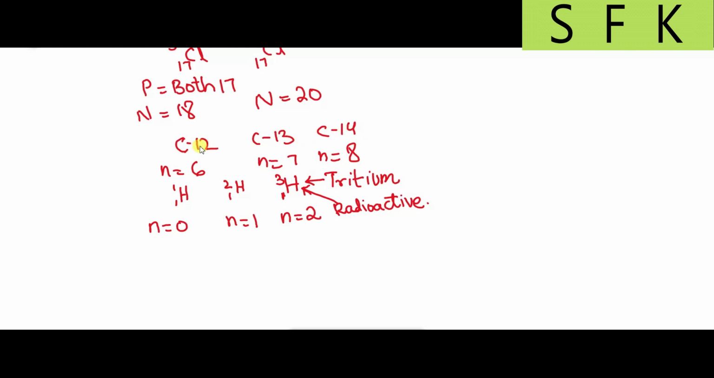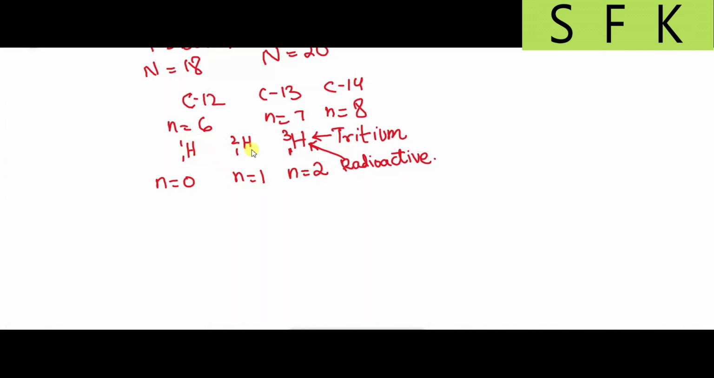These numbers represent its atomic mass, or its mass number, or its nucleon number. Carbon 12 has 6 protons. Yes, the proton number is 6. Carbon 13 has the same number of protons, which is 6. Carbon 14 also has the same number of protons, which is 6. But the number of neutrons in carbon 12 is 6. In carbon 13, it increases by 1, which is 7. And in carbon 14, the number of neutrons is 8.